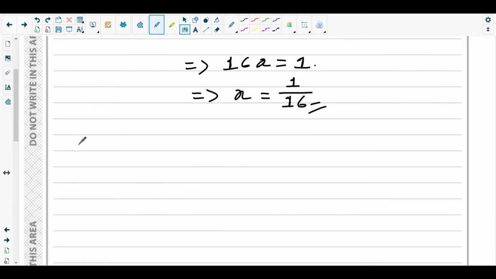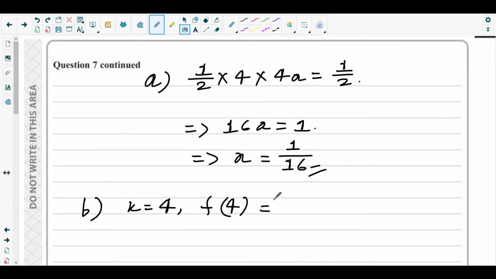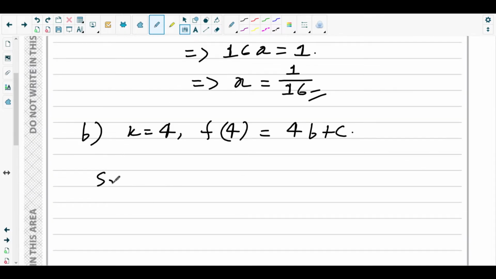X equals 4. If you put x equals 4 in f of 4, using the equation of the interval x greater than 4, less than or equal to 8, you will get 4b plus c. So 4b plus c equals what?